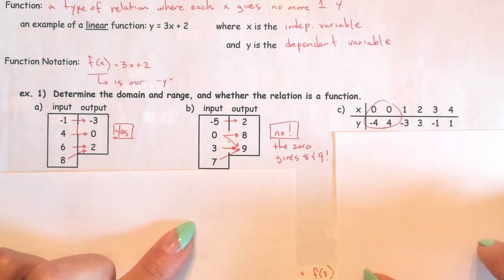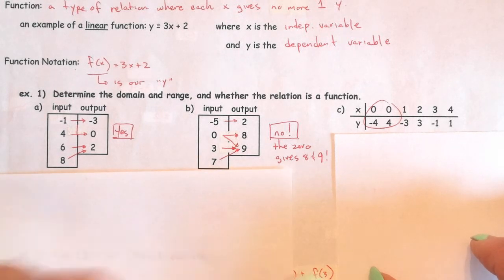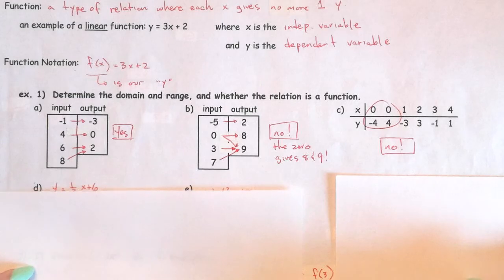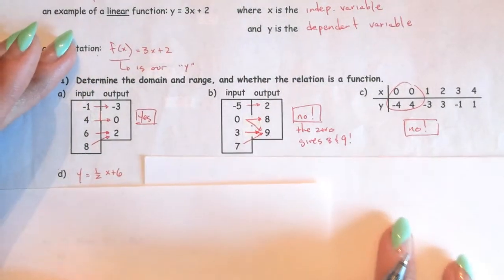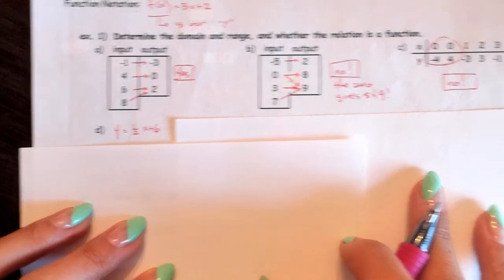Okay, how about something like this? Yes or no? Is that okay? No, the 0, again, gives you two y values, so that doesn't work. Okay, so there's a little bit of review on domain and range. Okay, how about something like this? So, oops, I already showed you.